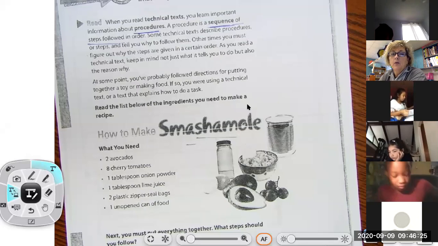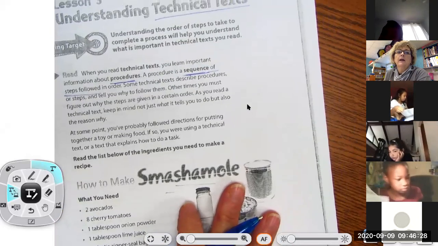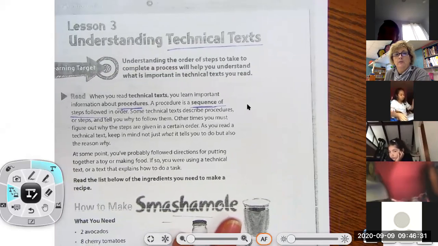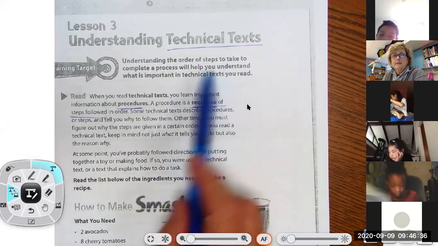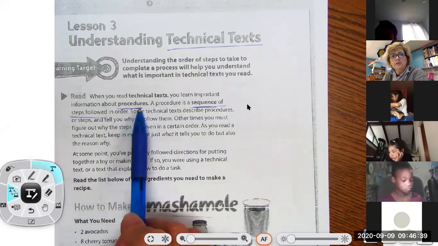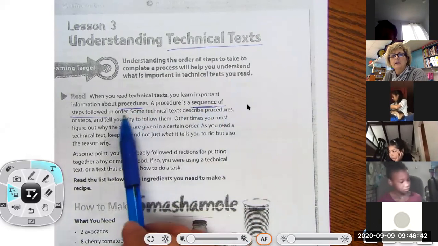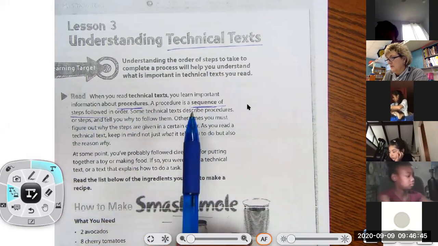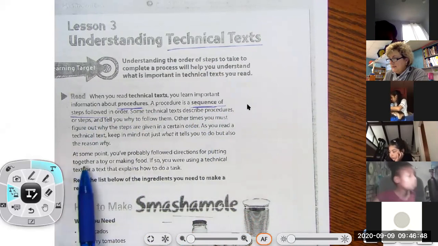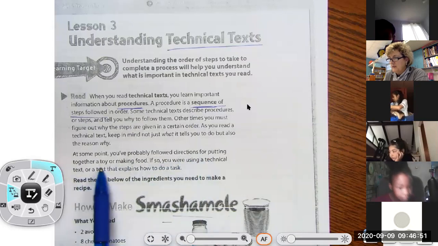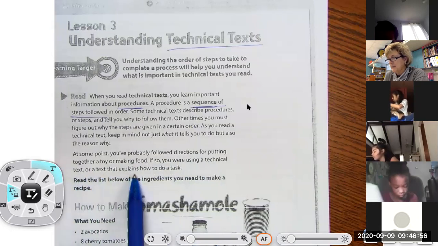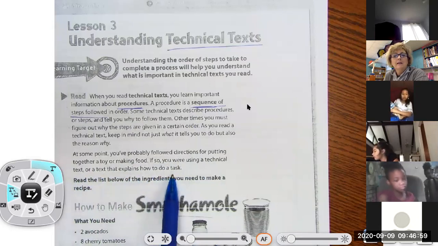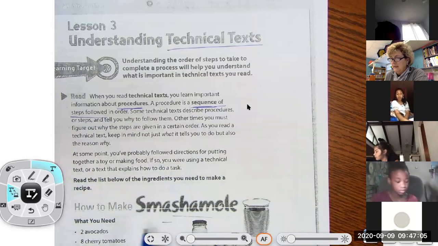All right, so technical text. This is what I've been talking about for the last little bit before we had technical difficulties. We have technical text, and it's going to describe steps, which is a procedure, and a procedure is a sequence of steps to follow. Okay. So it says at some point you probably followed directions for putting together a toy or making food. So you were using a technical text, or a text that explained how to do a task. Okay? It's things to explain how to do a task.